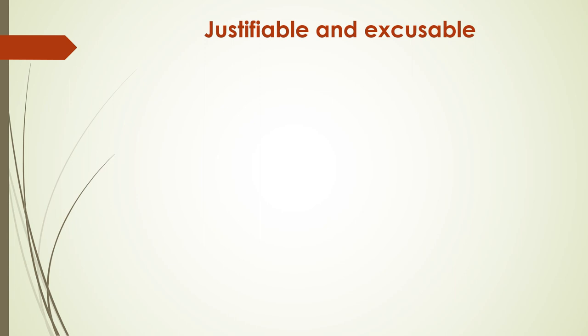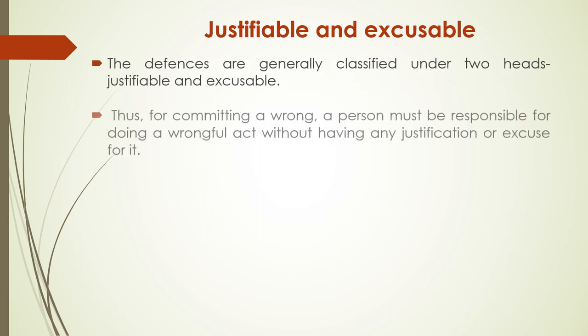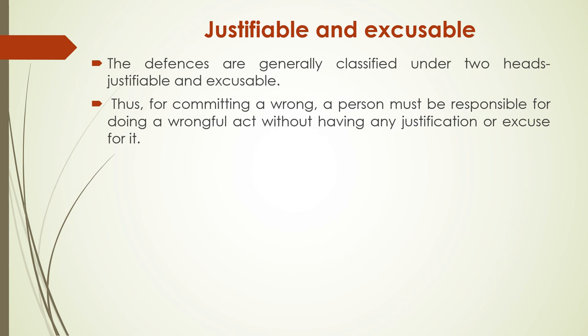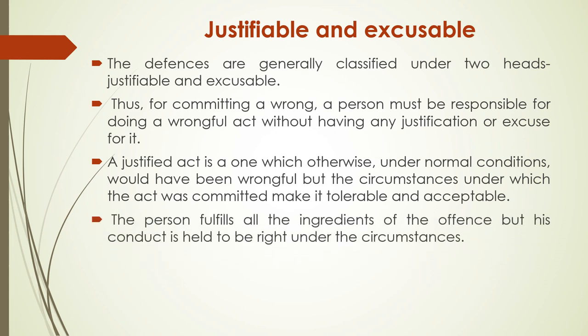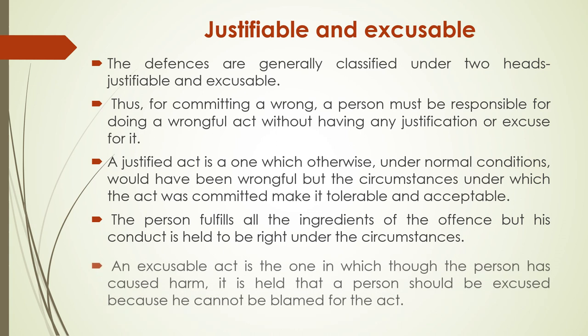There are two types of general exception. The first one is justifiable and second is excusable. Thus, for committing a wrong, a person must be responsible for doing a wrongful act without having any justification or excuse for it. A justified act is one which otherwise under normal conditions would have been wrongful, but the circumstances under which the act was committed made it tolerable and accepted. The person fulfills all the ingredients of the offence, but his conduct is held to be right under the circumstances.